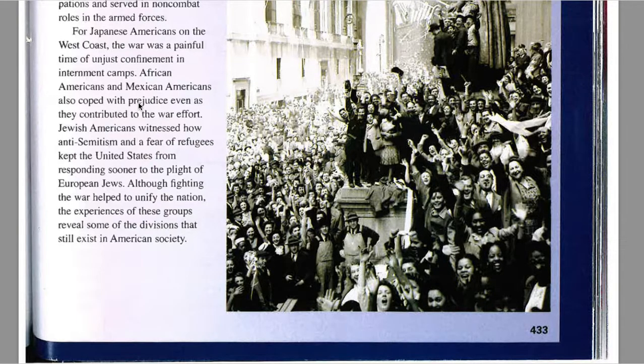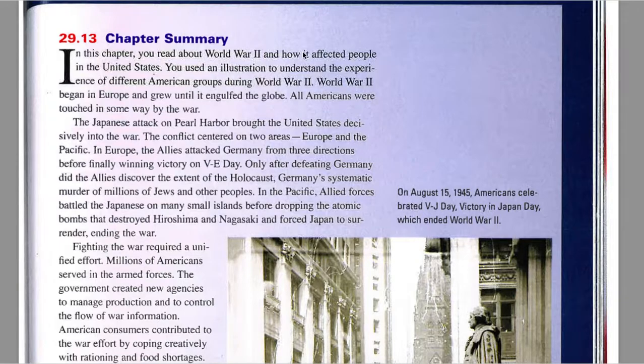All right, this reading came from History Alive textbook, and it's by the author Diane Hart. This ends the reading.